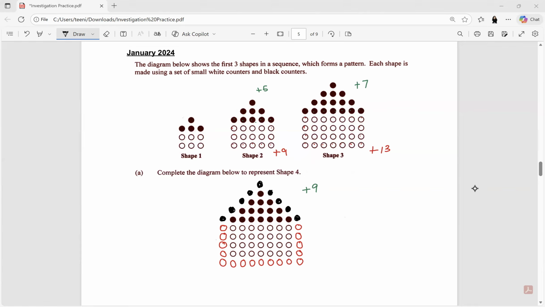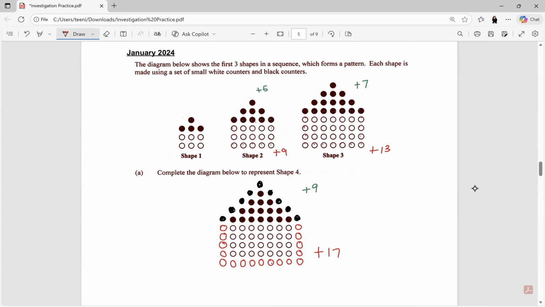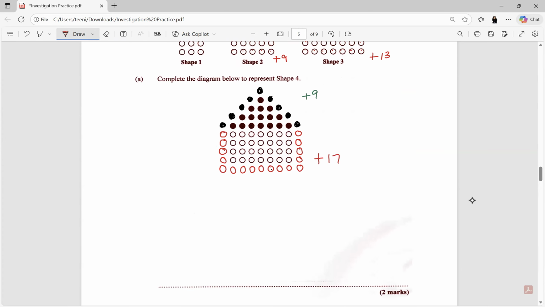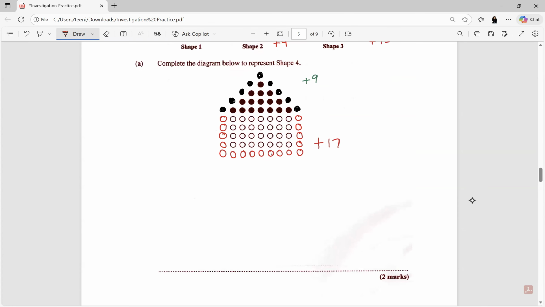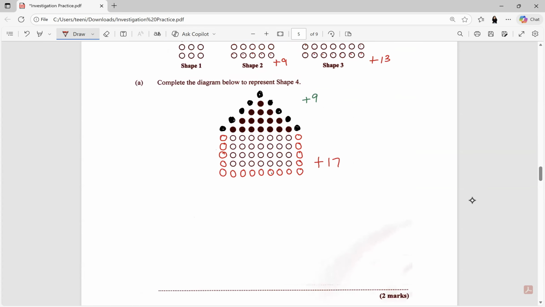Right. So how many did we add? How much did you say? 17? 1, 2, 3, 4, 5, 6, 7, 8, 9, 10, 11, 12, 13, 14, 15, 16, 17. And you were right about that too. Good. So now let's look at the table. Now it's 2 marks. I find this one was kind of tricky, honestly.